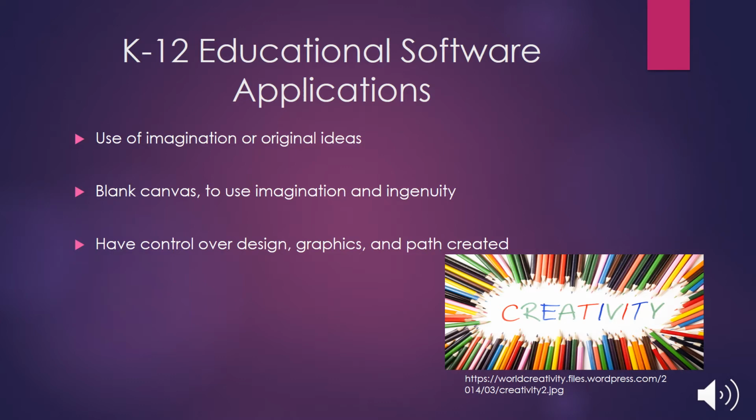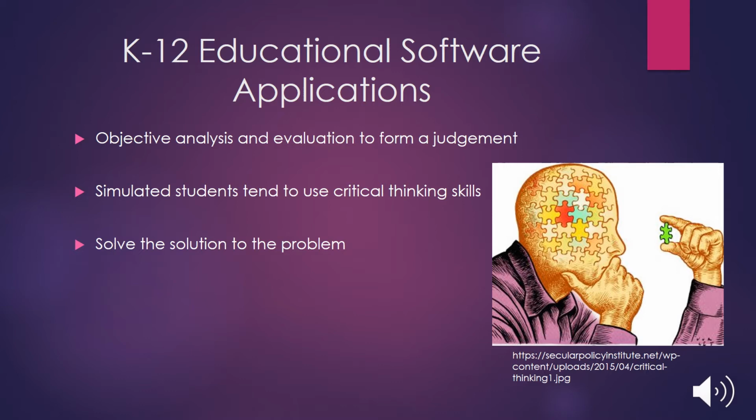Creativity usually has students start with a blank canvas, which allows them to use their imagination. They also would have control over the design, graphics, and path they create. Some software apps included in this creativity would be Photoshop or Microsoft Publisher. Critical thinking is an objective analysis and evaluation of formal judgment. It also stimulates students, which allows them to use their critical thinking skills. Critical thinking will also help you find the solution to the problem.